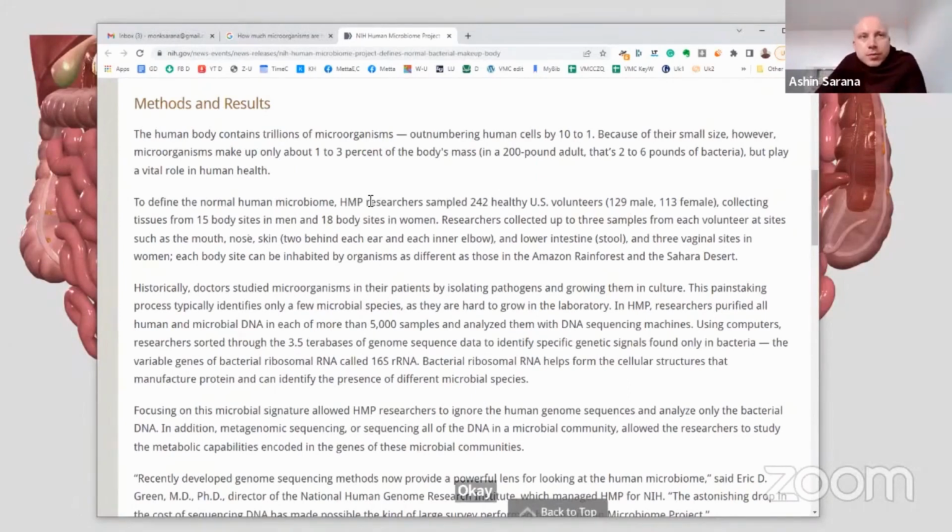So the human body contains trillions of microorganisms, outnumbering human cells by 10 to 1.